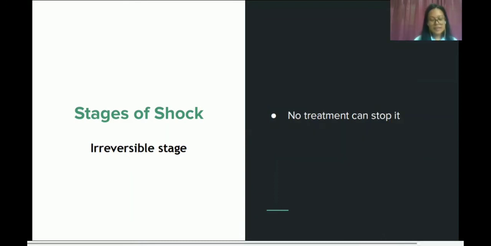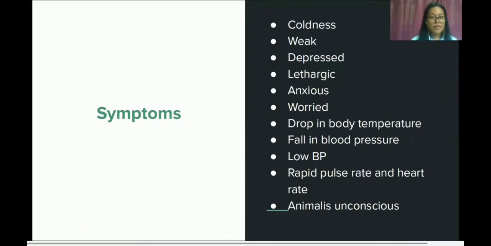For the third stage, we have the irreversible stage. During this stage, treatment can no longer stop the deteriorating condition of the patient. There will be a progressive reduction in the cardiac output, progressive fall in blood pressure. The reduced blood flow to the brain, heart, and kidneys leads to hypoxic cell death, resulting in coma, renal failure, uremia, and death. So, what are the symptoms of shock?